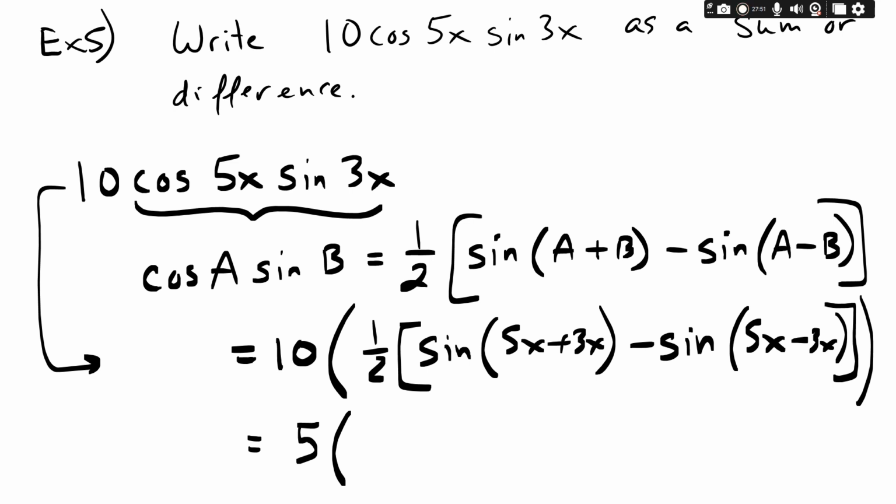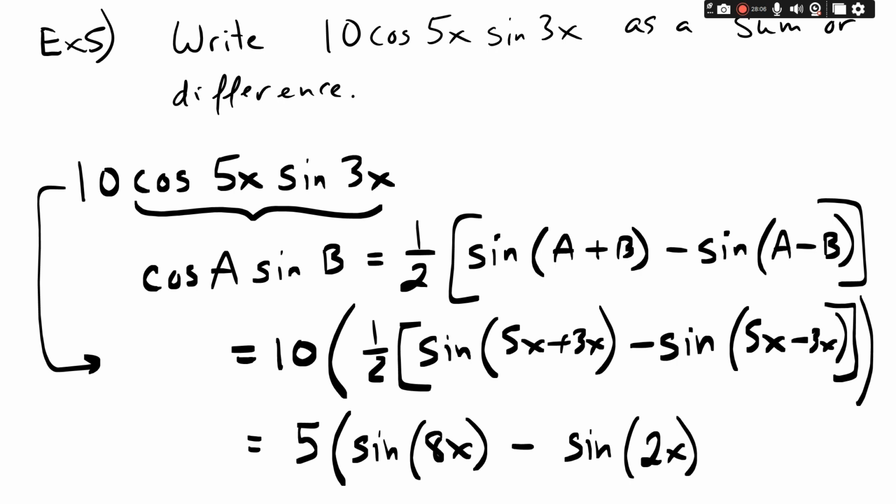Don't forget a parenthesis, right? Because that 5 is multiplying both of those things. So this is sine of 8x and 5, 5 and 3 make 8. Perfect. And 5 minus 3 make 2. And that is it. We got it from a product formula down to a difference formula, technically, right?